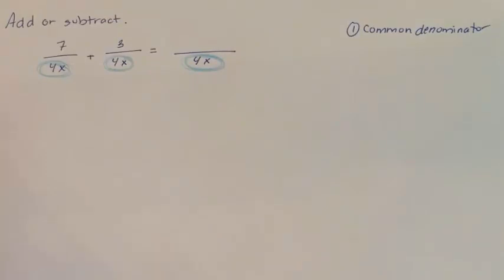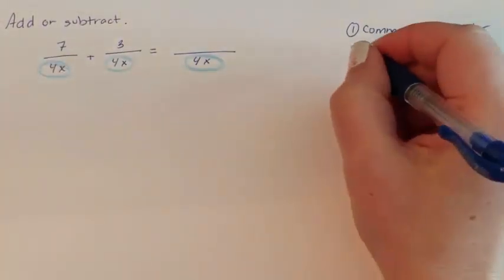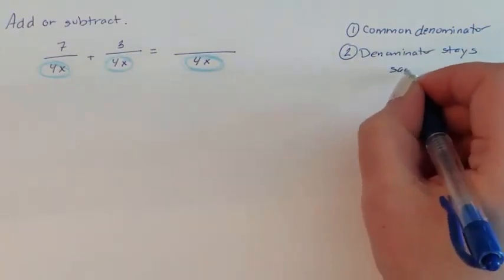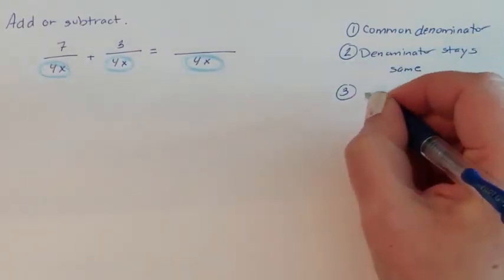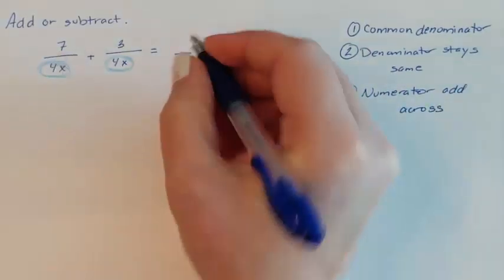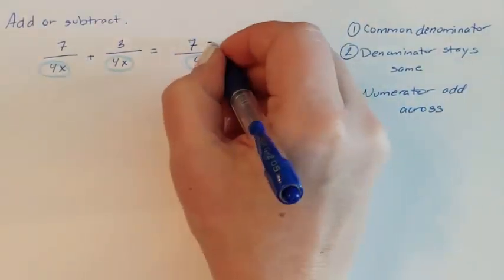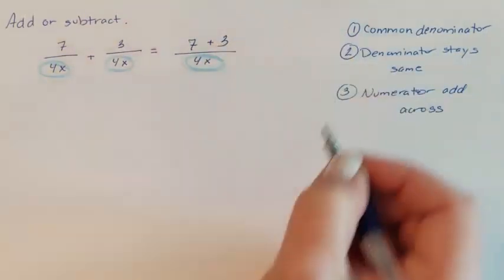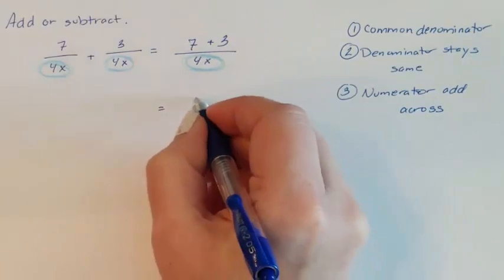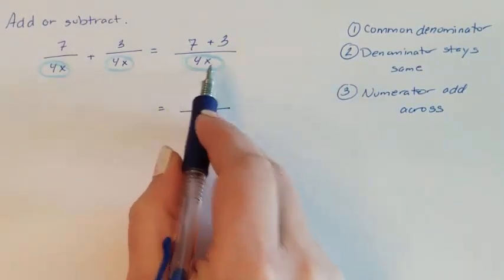Now, the numerator, you are just going to add across. So denominators stay the same. And the numerator, you add across. So I have the 7, and now I'm going to add, and I'm adding the 3. So now we were just going to simplify the numerator. It said 7 plus 3, so my numerator is actually a 10. There's nothing to do in the denominator.